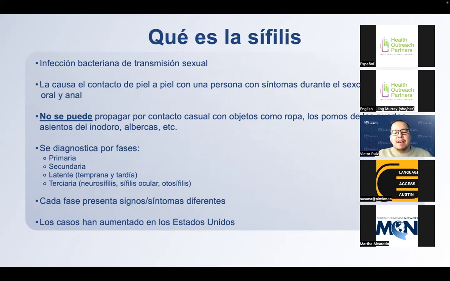There have been many myths about how syphilis is transmitted, and from what we do know, syphilis cannot be spread through casual contact with objects such as clothing, doorknobs, toilet seats, pools, etc. I've heard a lot of stories, and it's really interesting what you hear. These are some of the things that we do tell folks: you cannot transmit syphilis this way. Some folks might tend to argue with you, but from what we do know, based on research, these are the least possible ways to transmit.